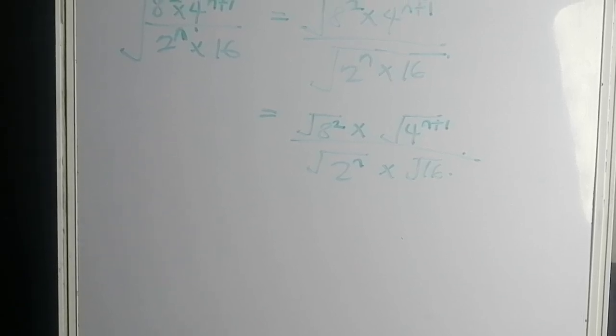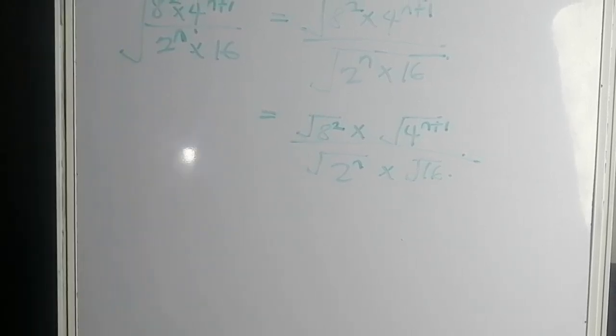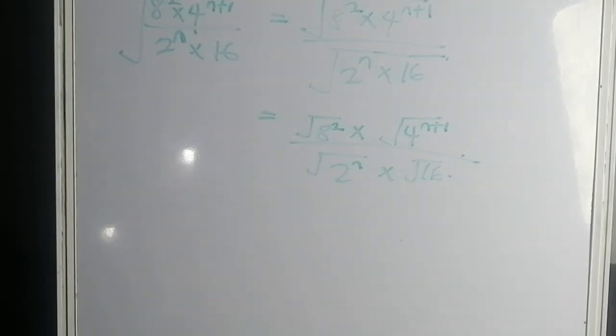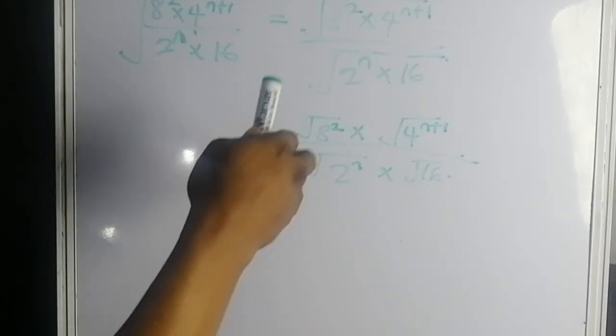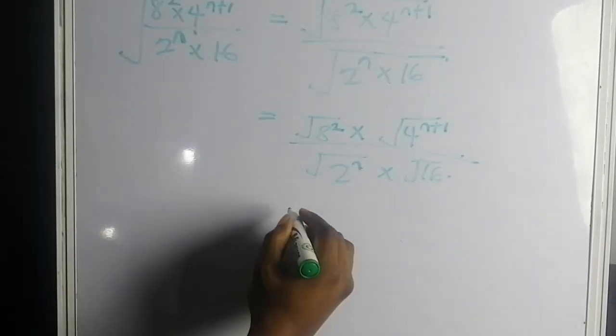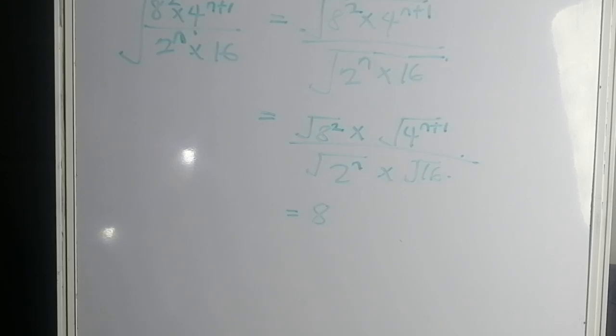Before I look at my options, 8 times 8 is 64, 8 squared. The square root of 64 will still give me 8. It's as simple as that.